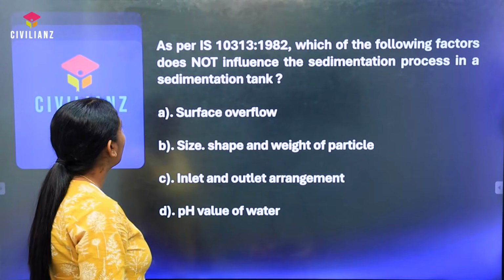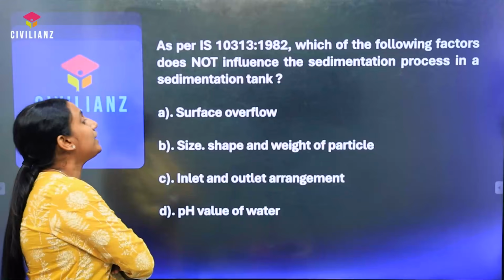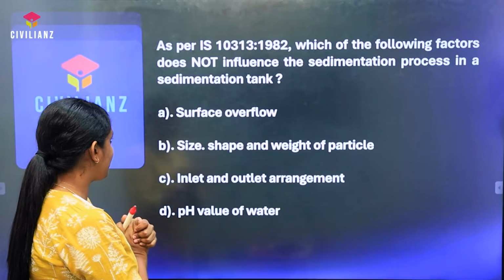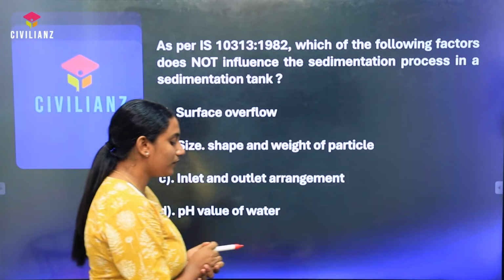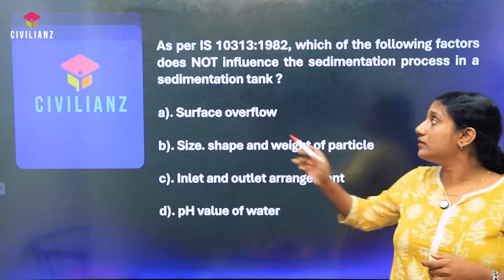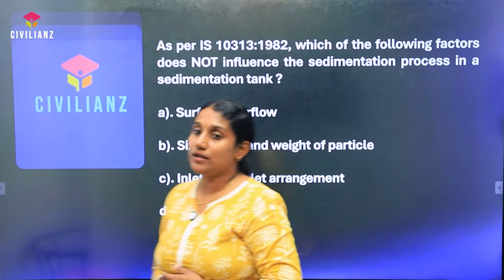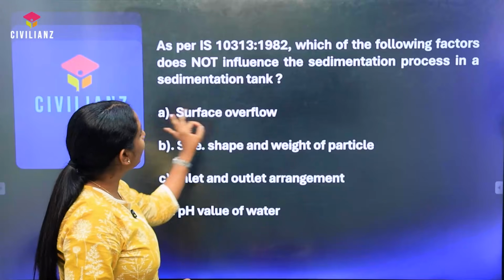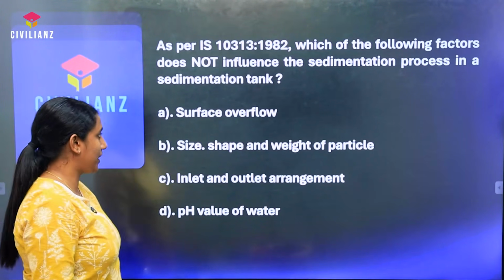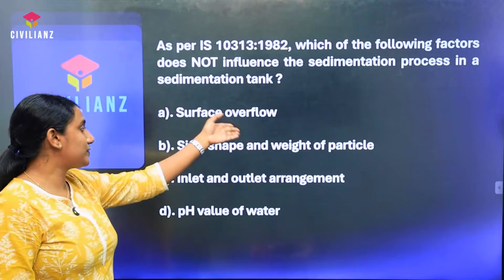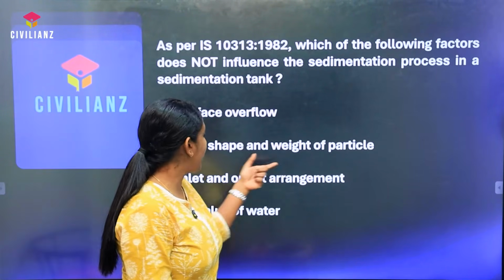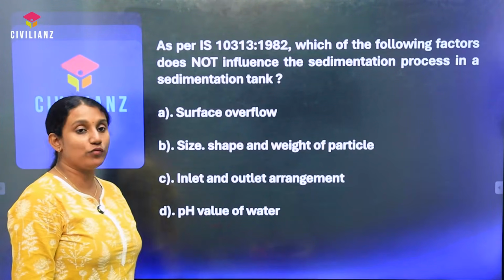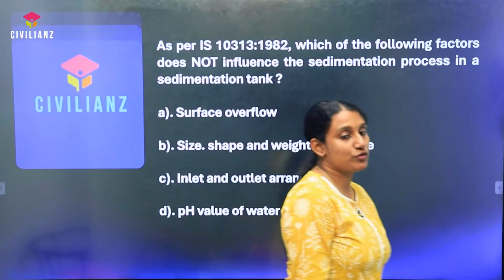Okay, next question. As per IS 10313/1982, which of the following factors does not influence the sedimentation process in a sedimentation tank? They are mentioning one code here, and in that code they are saying one condition does not influence the sedimentation process. First one, surface overflow values, second, size, shape and weight of the particle, C, inlet and outlet arrangement, option D, pH value of water. Which one?